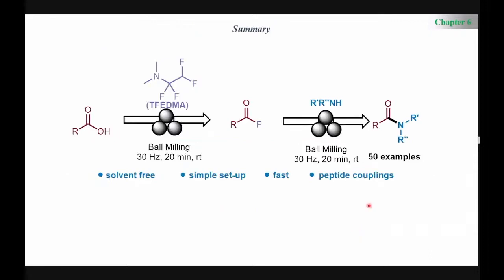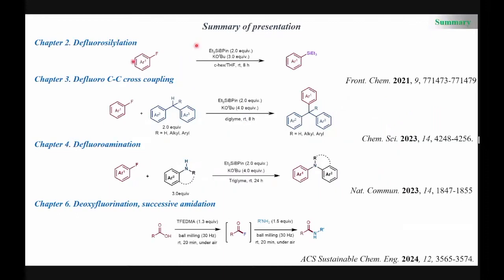To summarize, we have developed this mechanochemical deoxyfluorination and successive amidation reaction. In conclusion, using this silylborane and base reaction system, we have developed these 3 reactions. Well, actually, more than 3. Anyway, and this mechanochemical deoxyfluorination and amidation reaction. Beyond their immediate applications, I hope the emergence of these protocols serves as a beacon of inspiration and guidance for future researchers venturing into the realm of C-F bond activation. Well, thank you.